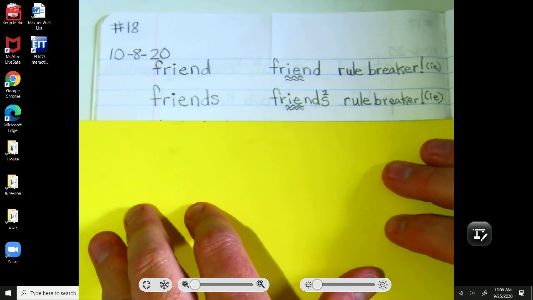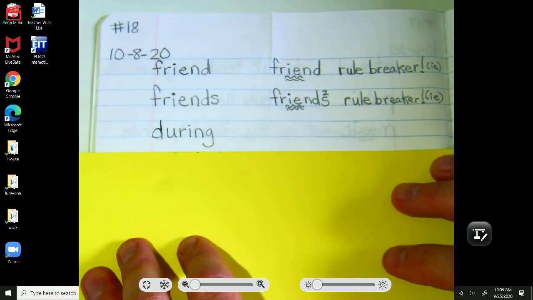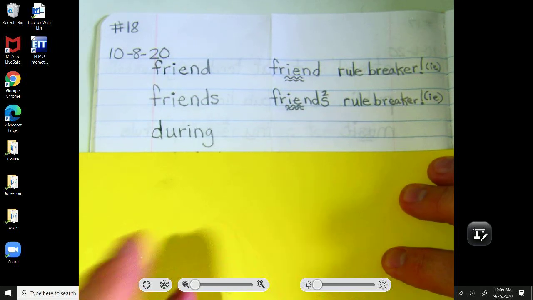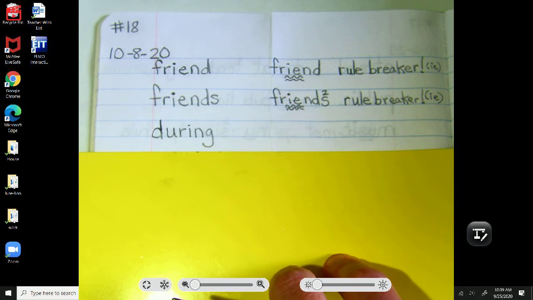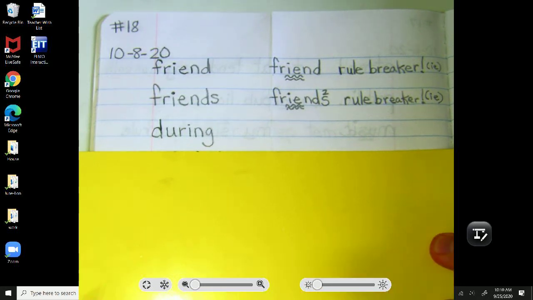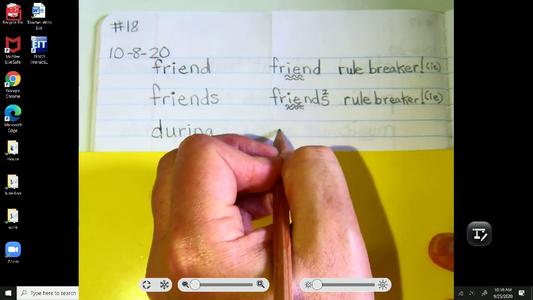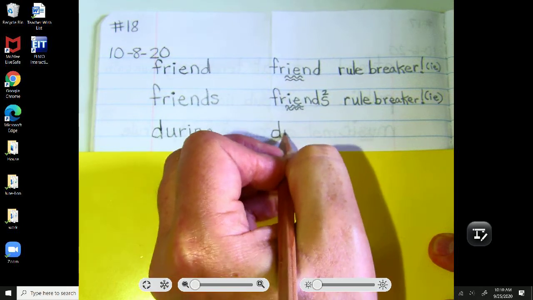Our third word, during. There should be no talking during your analysis. Pause, write during, and analyze it. During. Let's check how you did with during. During. Two-syllable word. Dur.